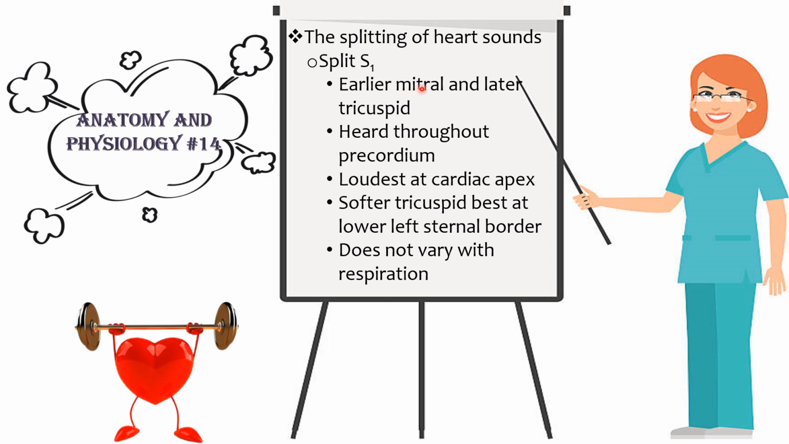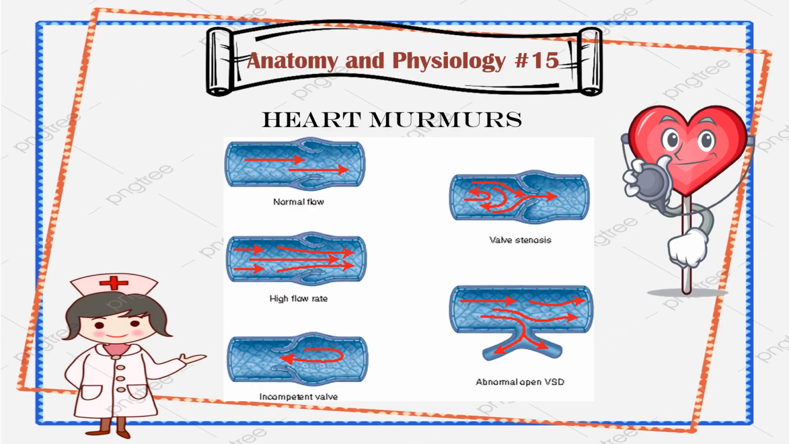So splitting S1, it also has two components, an earlier mitral and a later tricuspid sound. The mitral sound, its principal component, is much louder, again reflecting the high pressures on the left side of the heart. Okay, so it is heard throughout the precordium and it is loudest at the cardiac apex. The softer tricuspid is best heard at the lower left sternal border. So it does not vary with respiration.